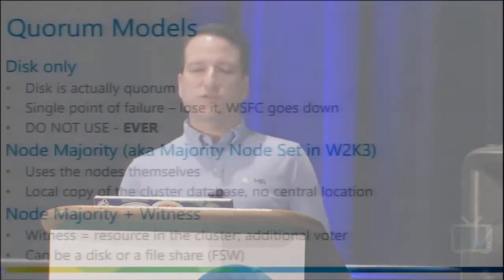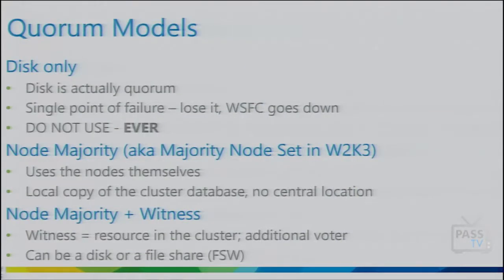So what are actually the quorum models? As I put on a couple slides and talked about, the disk-only one is one that you should never use because it's a single point of failure. And I actually saw it this year twice at customers because they're hanging on to the old precepts of Windows 2000 Server and Windows Server 2003 that, oh, I need a disk. That's not always true.